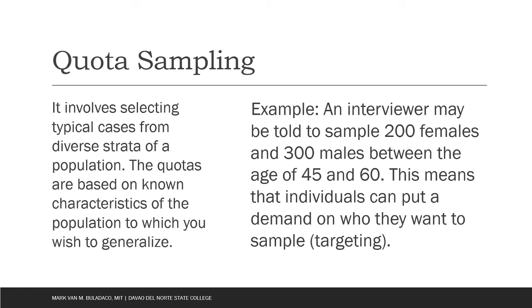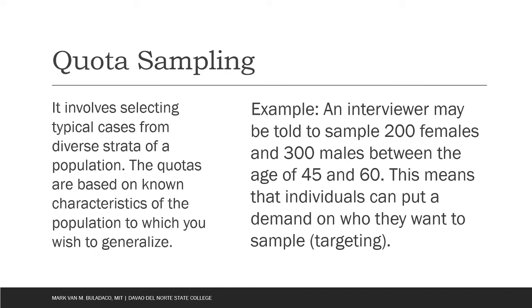Next is quota sampling. It involves selecting typical cases from diverse strata of a population. So the quotas are based on known characteristics of the population to which you wish to generalize. So it's similar to stratified sampling wherein you need to reach the quota required in your research. Example, an interviewer may be told to get a sample of 200 females and 300 males between 45 and 60 years old.